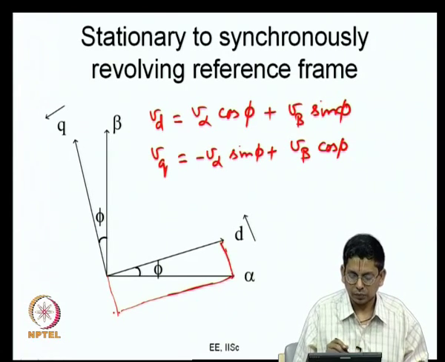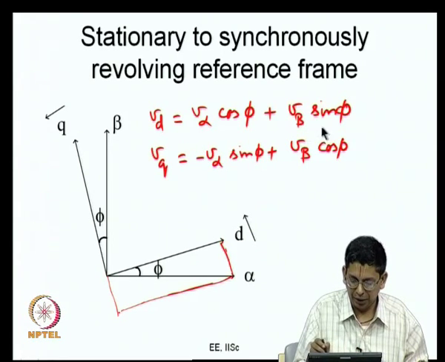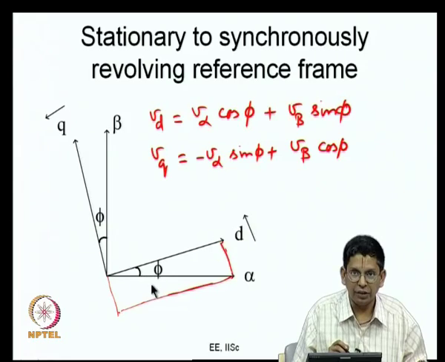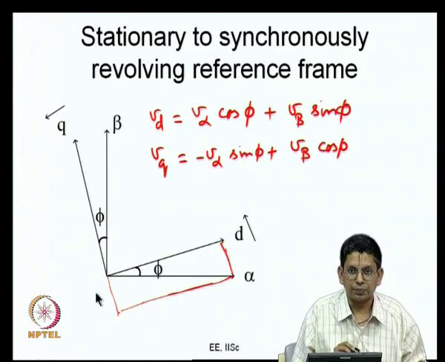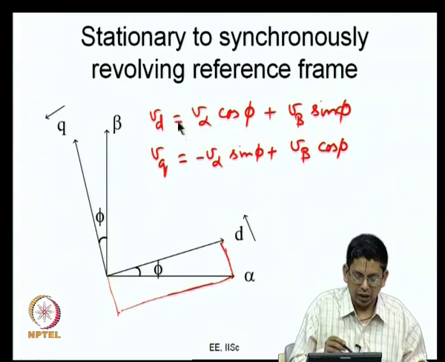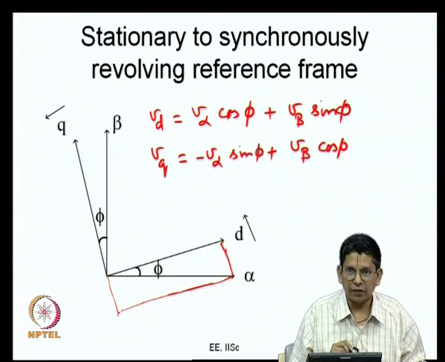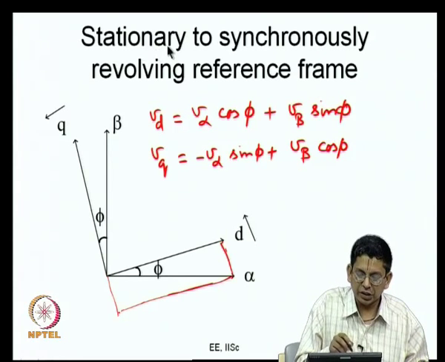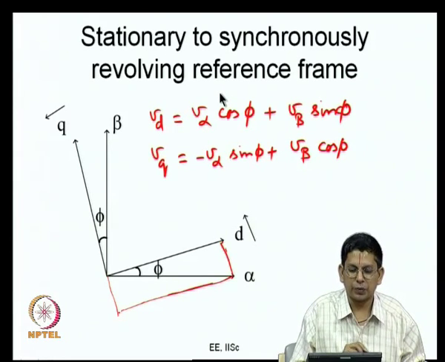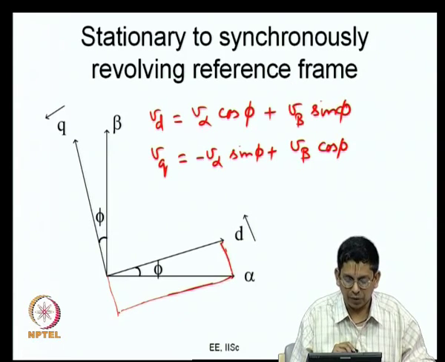So, given V alpha, V beta and this angle phi, you can compute VD and VQ. The same way, you can very easily write the inverse of this transformation. Given VD, VQ and phi, you can compute V alpha and V beta. So, you can move from the stationary reference frame to the synchronously revolving reference frame, or back from the synchronously revolving reference frame to the stationary reference frame now.